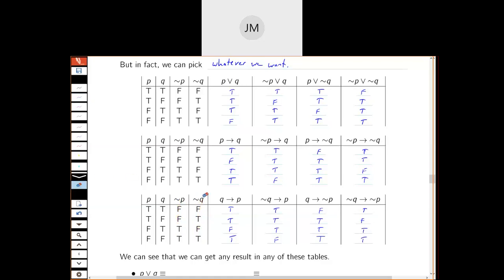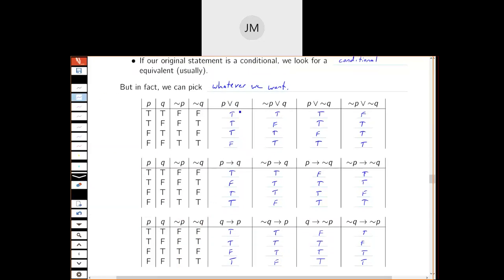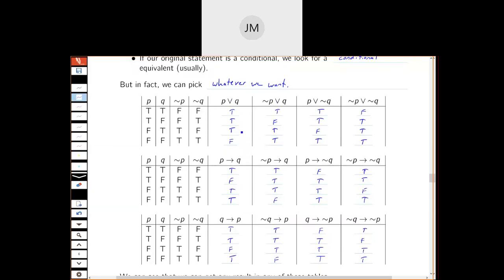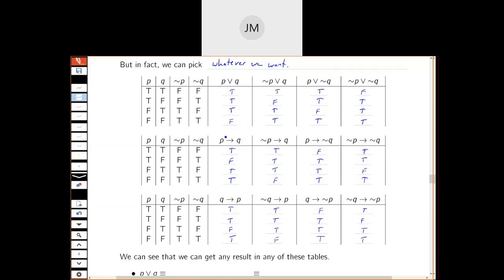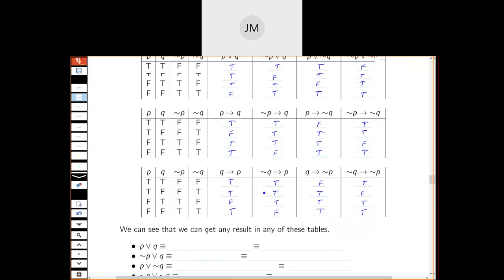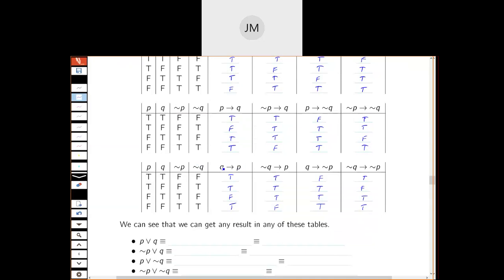All right. So for the or statement, by messing around with the nots, I can get 3 trues and a false in any order I like. The if-then where the P is first, by messing around with the nots, I can get 3 trues and a false with the false in any spot I like. Conditional where the Q is first, by messing around with the nots, I can get 3 trues and a false where the false is in any spot I like.